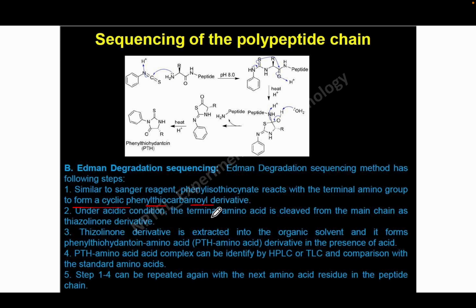Under acidic condition, the terminal amino acid is cleaved from the main chain as a thiazolinone derivative. The thiazolinone derivative is extracted into organic solvent and forms the phenyl thiohydantoin amino acid, the PTH amino acid derivative, in the presence of acid. The PTH amino acid can then be identified by HPLC or TLC and comparison with the standard amino acids.